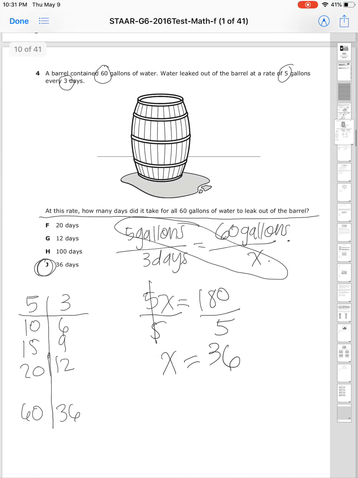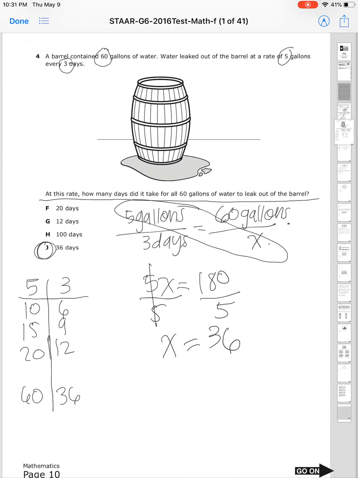Okay, moving on. So number 4, I have to set up a proportion again, and that's what you should have done. Or you could have also solved it with a ratio table. And so I know that my rate, right, is 5 gallons for every 3 days. So 5 over 3, because remember that's also a ratio. And I'm trying to see how many days it would take for 60 gallons.